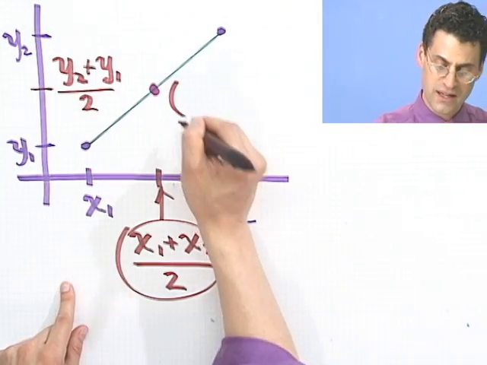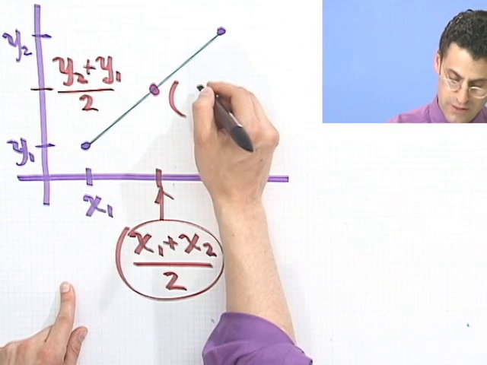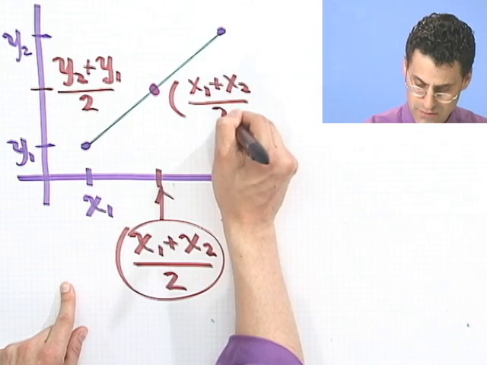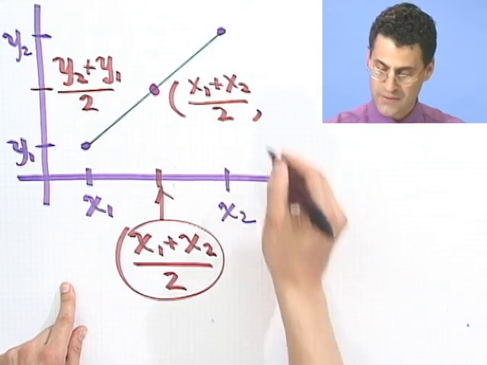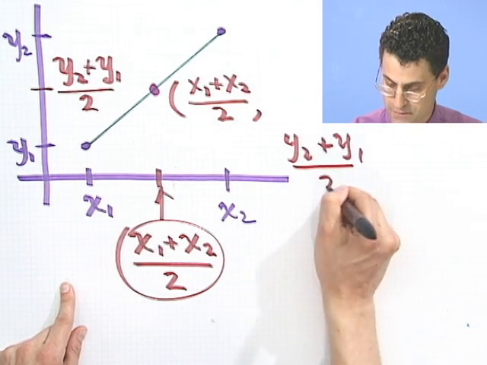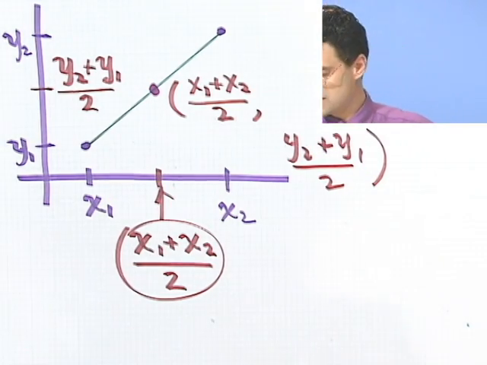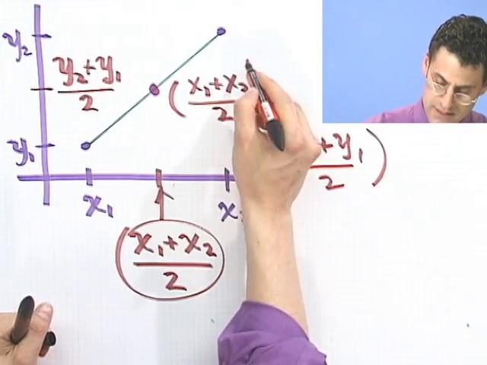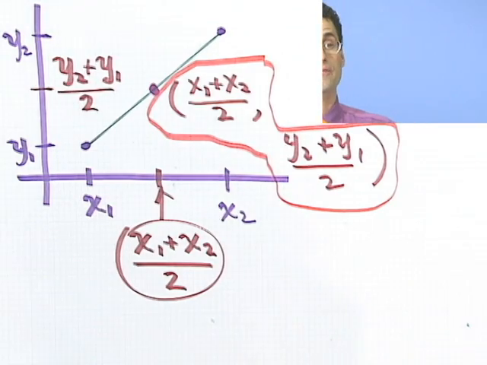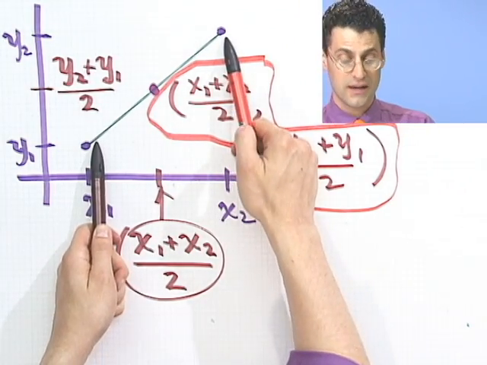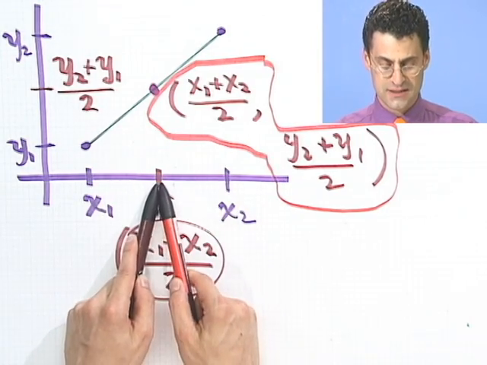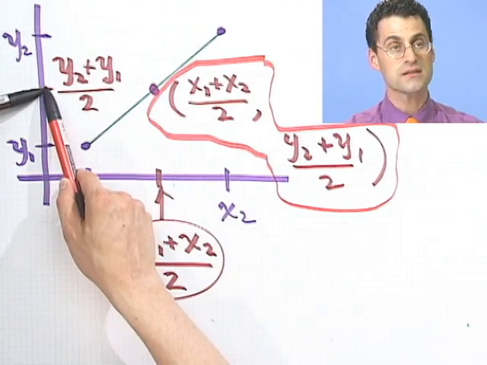So in fact, the coordinates of the midpoint between 2 points are going to be x1 plus x2 over 2, comma, and the y is going to be y2 plus y1 over 2. So in fact, this is how you find the coordinates of the midpoint between 2 points. And again, I don't think you should memorize it. Just remember that you want to find the average between the x's and then the average between the y's. And you find it like that.